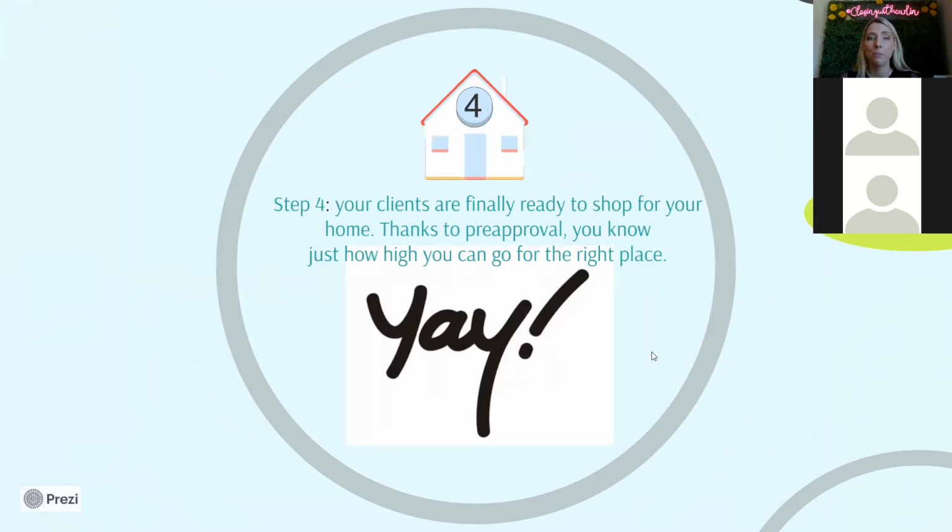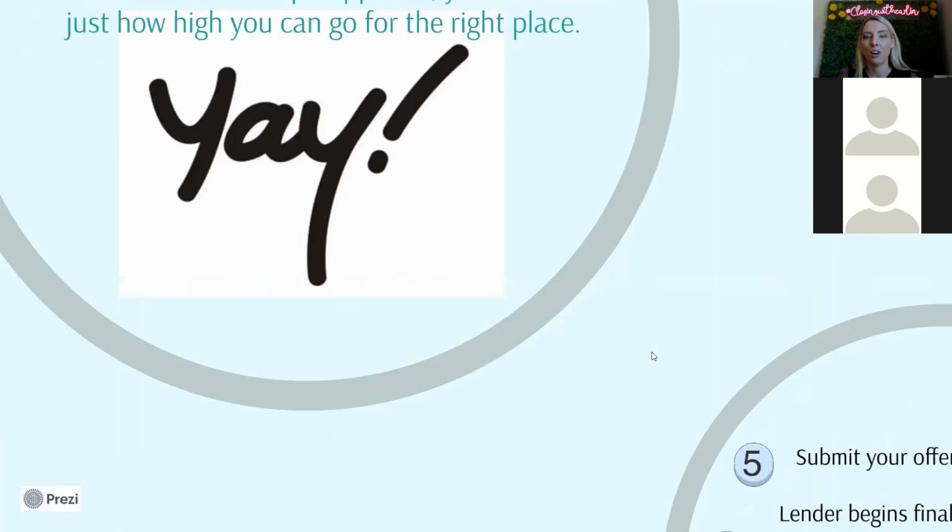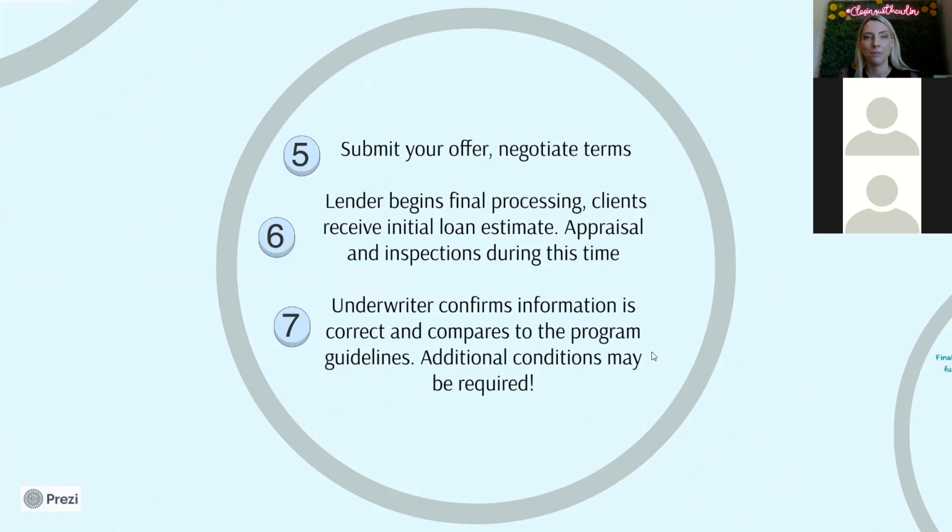Step 4, we're pre-approved and we're ready to shop for our home. I know you thought we were shopping for our home like 3 steps ago, but we weren't, because we were still getting pre-approved. So yay, now we know just how high we can go because we have our pre-approval and we are going in the right direction.